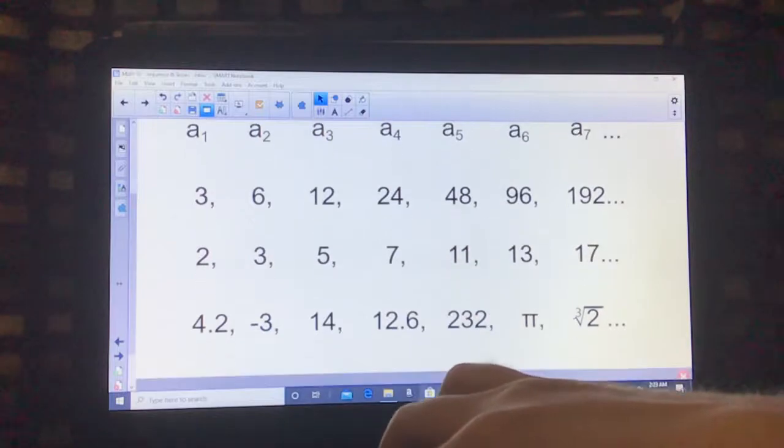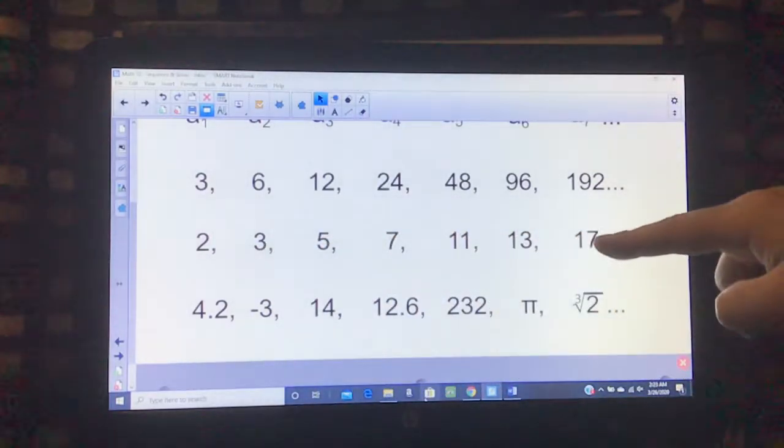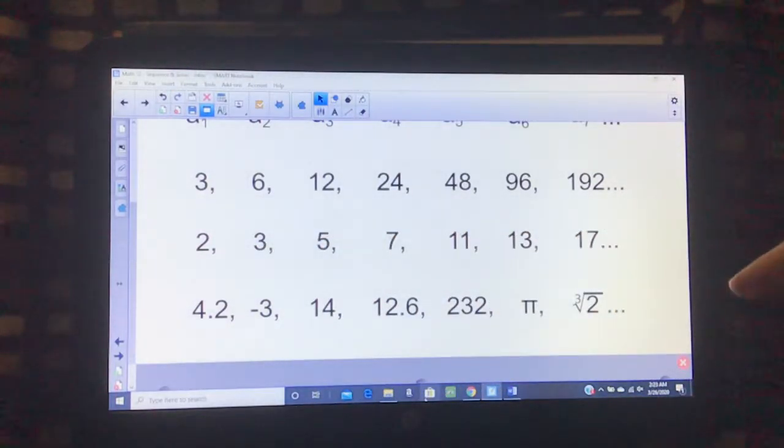Some of the other ones, like I said, this has a pattern, but no one really knows how to make a formula to predict the next one. You just kind of got to go through the work to see what the next one is. And then this one, just made up.